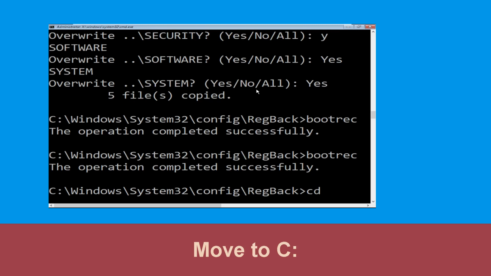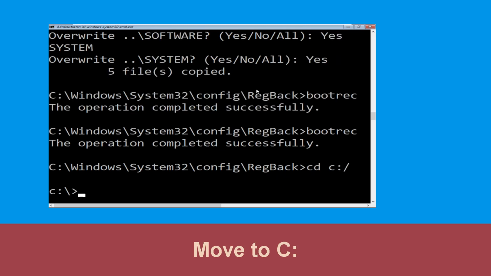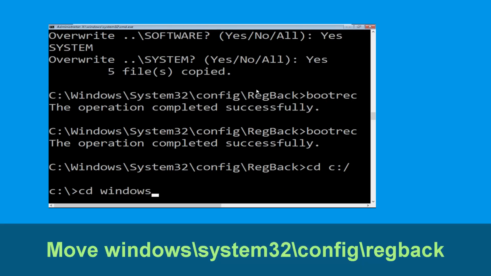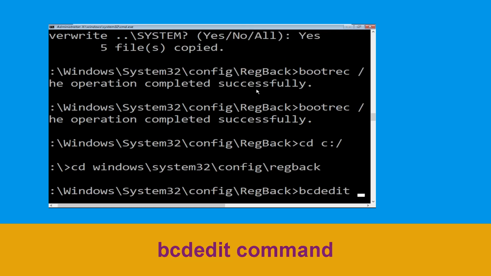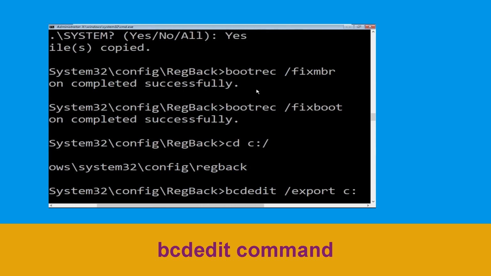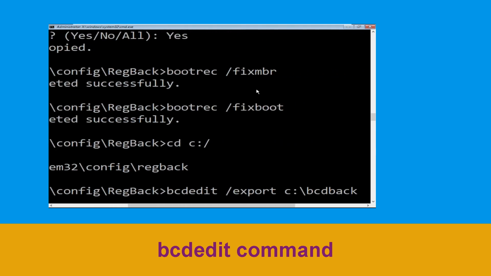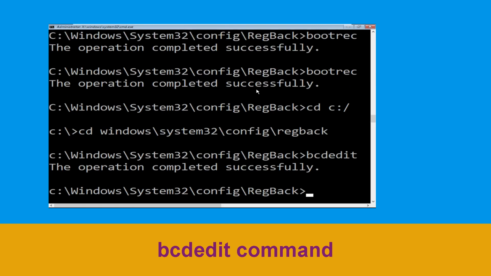Now type in cd space c:/ and simply hit enter to execute the command. Now execute this command. Type cd space Windows/system32/config/regback, then simply hit enter to execute this command. Now execute this command. Type bcdedit space /export space c:/bcdbackup and simply hit enter to execute this command. Then move to the next one.